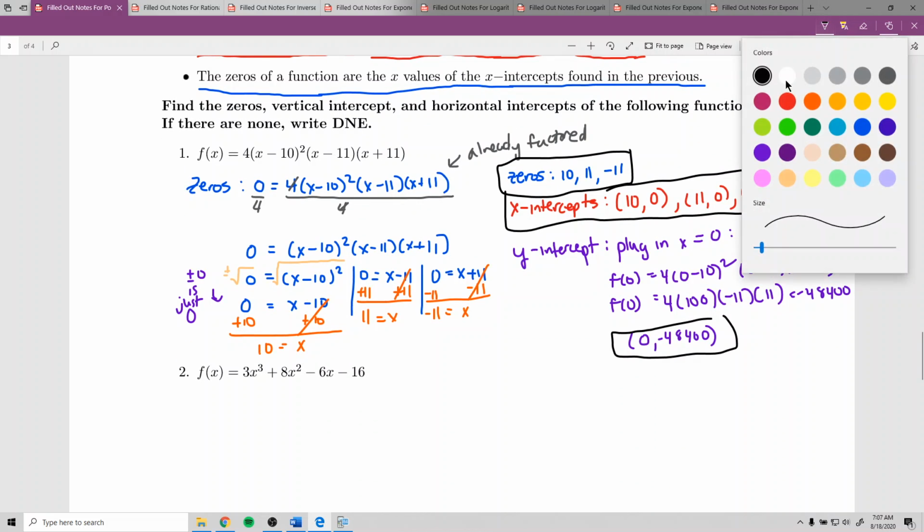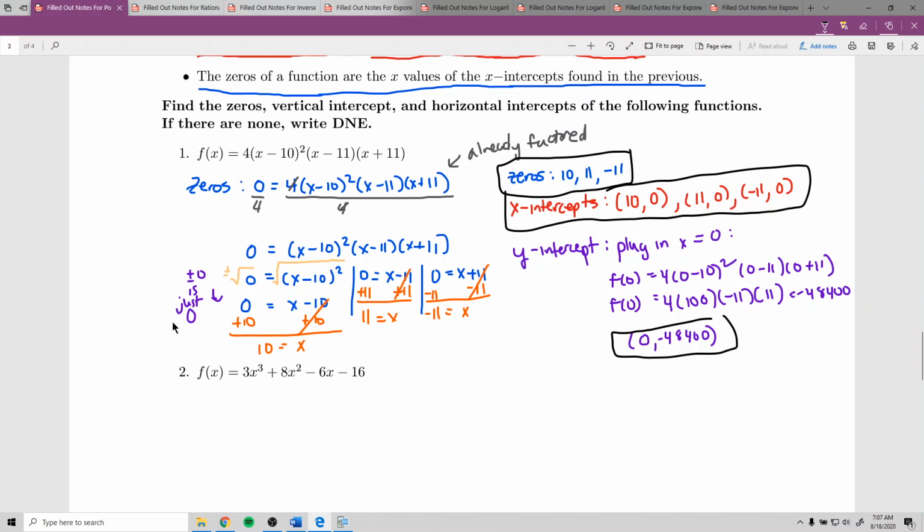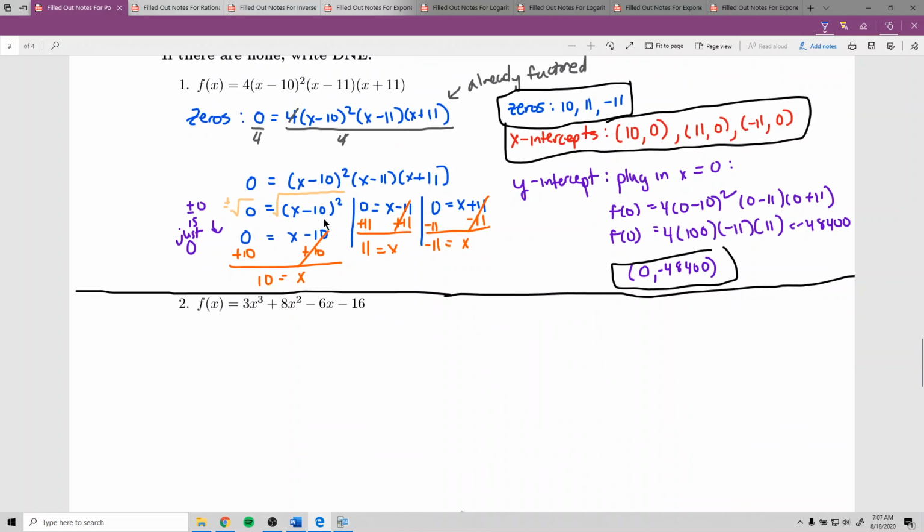All right, this next one is much the same, except it's not already factored. And it's a factoring technique that you probably haven't used in a while in this class, but you still need to know it. It's a good reminder in this problem. But I'll start exactly the same way. I'm going to find the zeros first. So replace f of x with 0.